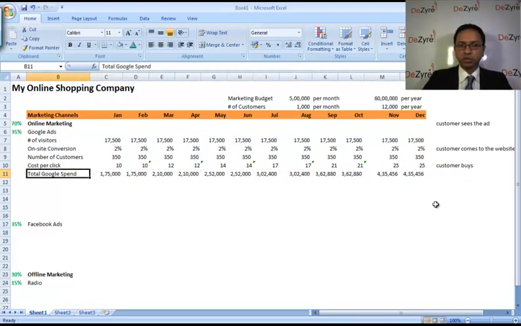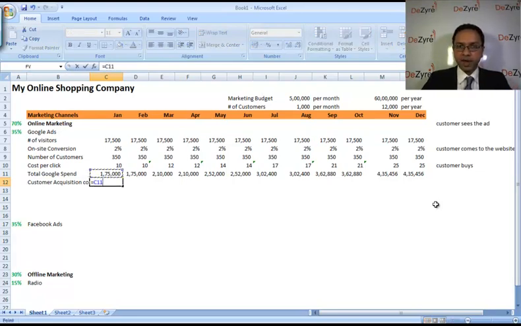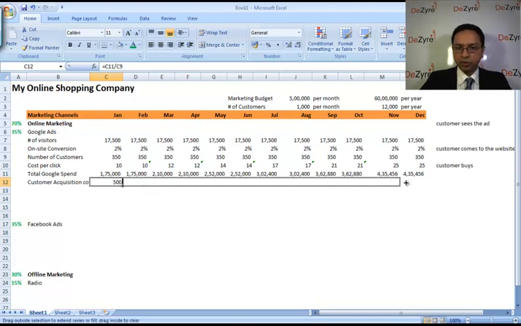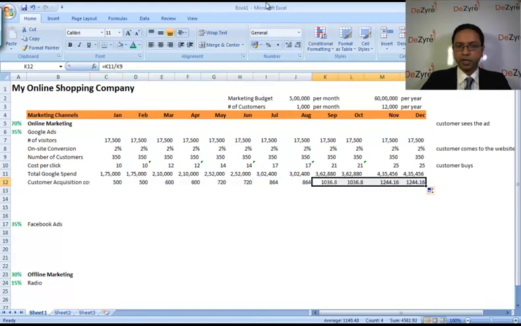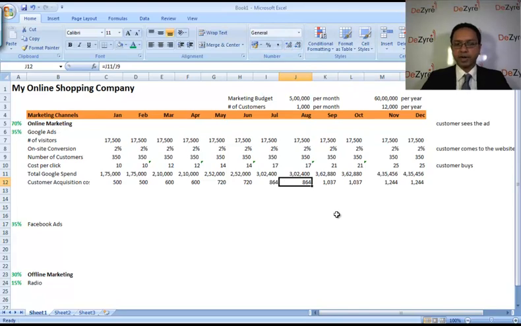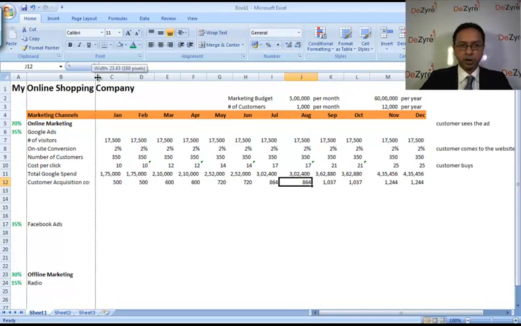That's your total Google spend. Then the all important metric in a marketing plan, which is customer acquisition cost. How much did it cost you to acquire each customer? This is how much you spent to acquire all your customers. Divide that number by the number of customers, and it's 500. So your customer acquisition cost in January is 500. Drag the formula across, and you see your customer acquisition cost goes all the way to 1,255. This is not very, very unlikely at all. That's your customer acquisition cost.